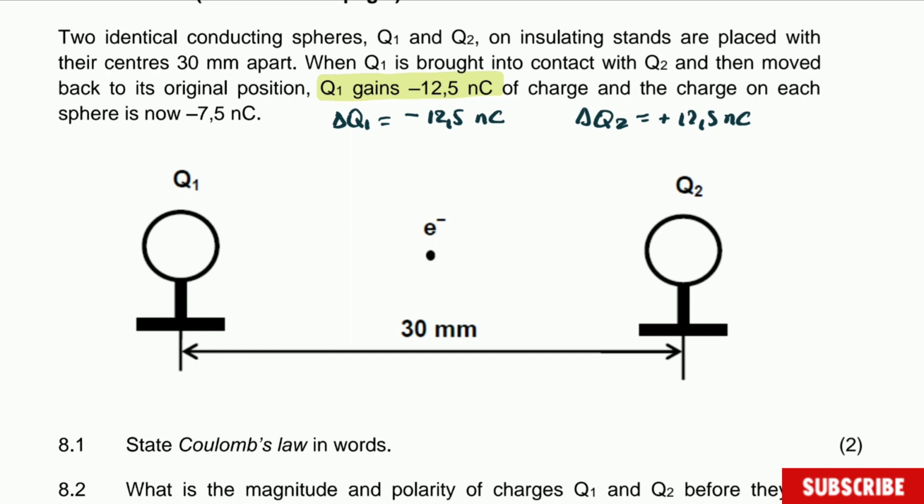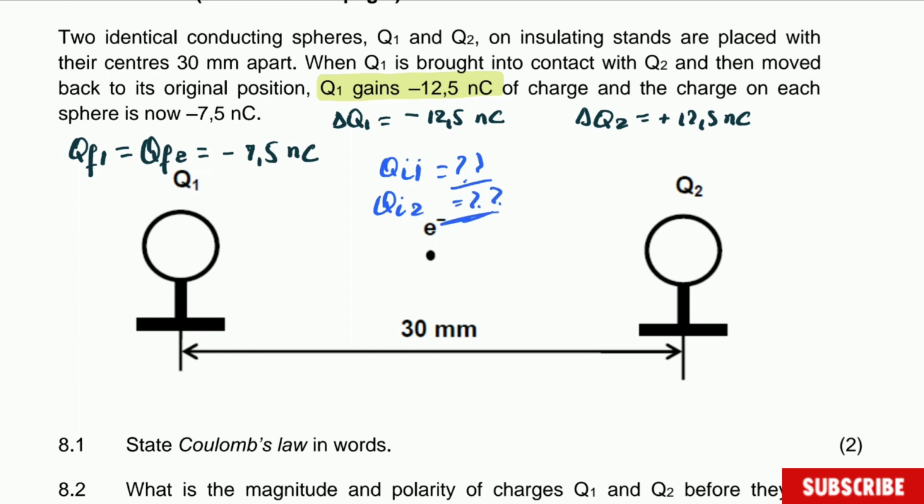Now they also tell us that at the end, this is the final charge for 1 and it's going to be the same final charge for 2. It is negative 7.5 nanocoulomb. They ask us to calculate the initial charge for sphere 1 and the initial charge for sphere 2. This one is 1, that one is 2. That is what they ask us to calculate. And you need to remember that the change is equal to final minus initial.